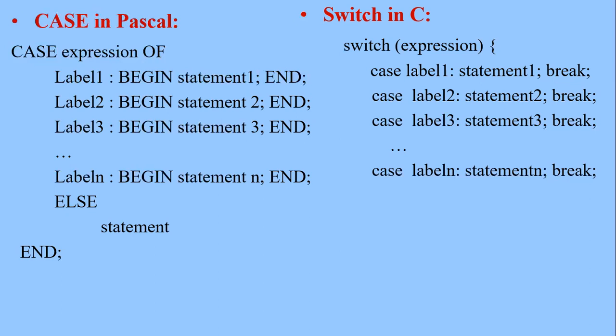So case label n. If case label n evaluates to true, we execute statement n, we break. Otherwise, if none of the cases evaluates to true, we just display the default statement or an automatic message. So the last statement in switch is default. Default is a reserved word. And then a statement to be displayed, or something to be done if none of the cases evaluates to true, and we end our switch.